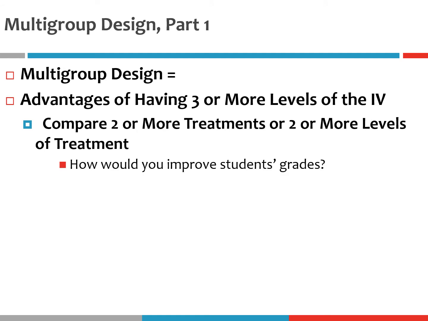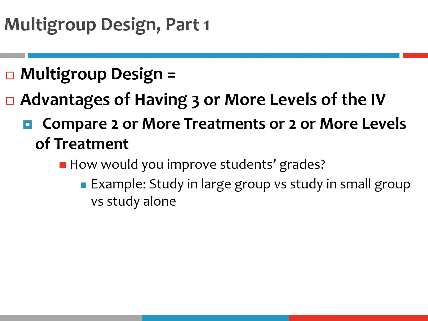So for example, how would you improve students' grades? You can have a situation where students study in a large group versus studying in a small group versus studying alone. That's three levels of the independent variable. So you have large, small, and alone. Those are your three levels. And that tells you more about studying than just doing group versus studying alone, right?